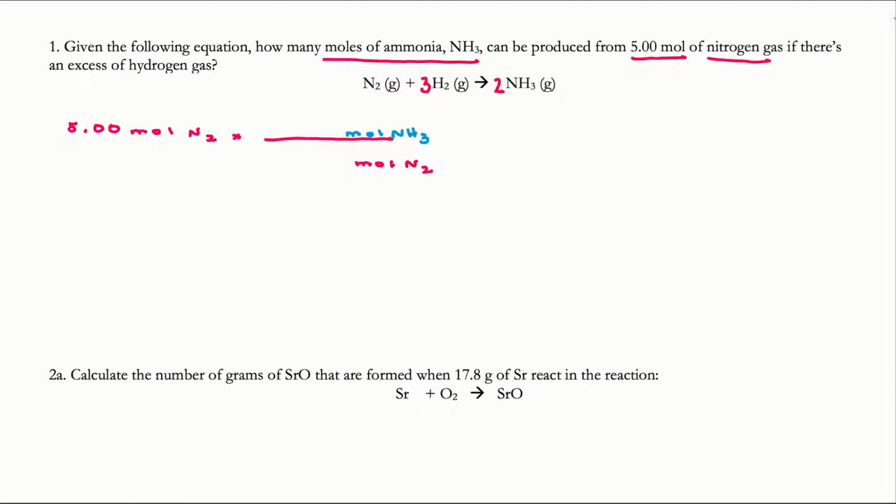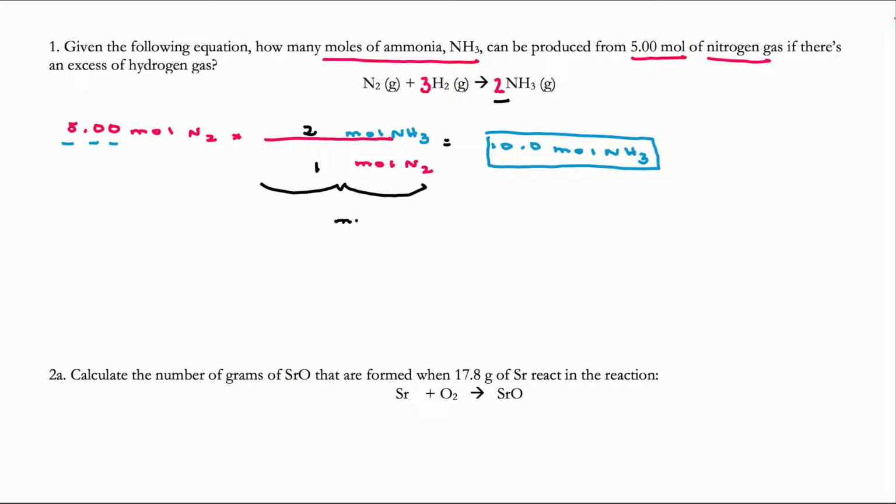Okay, so now I can simply use the coefficients. So the coefficient for NH3 is a 2. The coefficient for N2 is a 1. So then the answer that I get is going to be 10, because I'm going to multiply 5 by 2. Well, I want 1, 2, 3 sig figs, so this is going to be 10.0 moles of NH3. Okay, keep in mind that you cannot use your coefficients to determine sig figs. So this relationship here is the only new thing that we learned in this section, and that is called your mole-to-mole ratio.